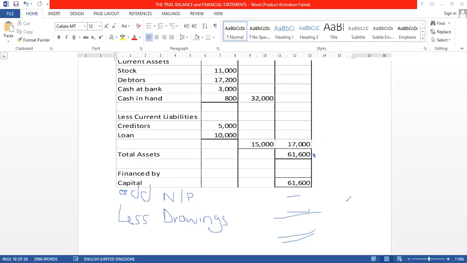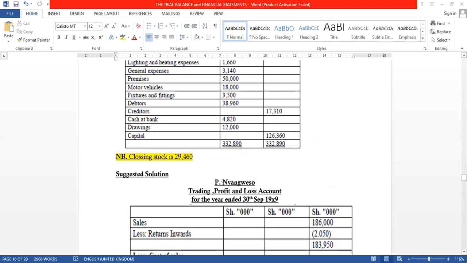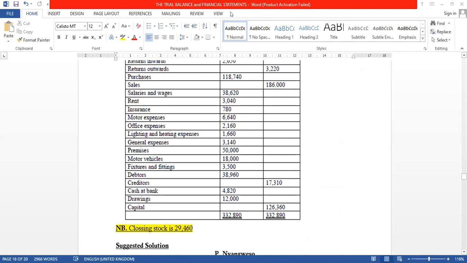Very clear. Now that we have said that, remember the Pinyangweso problem? Do you remember the Pinyangweso? It is a problem that we had worked on here. In this Pinyangweso, we had been requested to prepare the trading profit and loss account and a balance sheet at that date, right? And therefore, if you look here, you will find that we have information that relates to a balance sheet. Information like the premises, motor vehicle, fixtures and fittings, debtors, creditors, cash at bank, drawings, and the capital. All those items relate to the balance sheet.